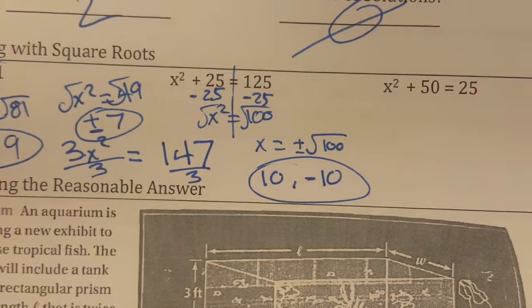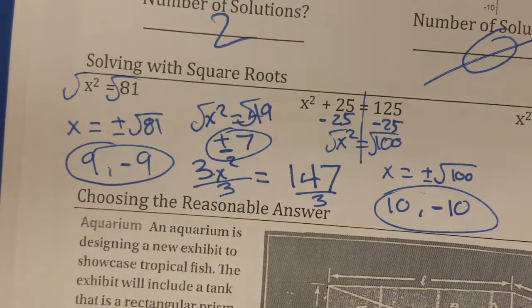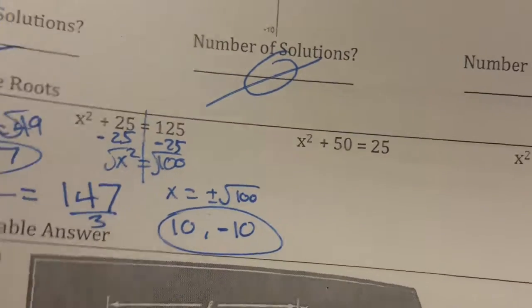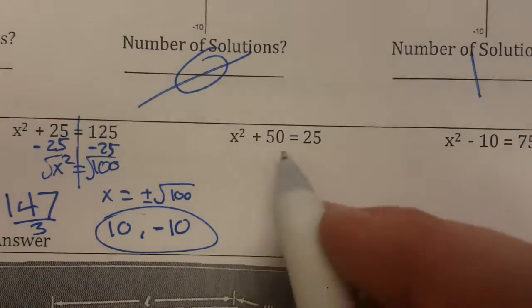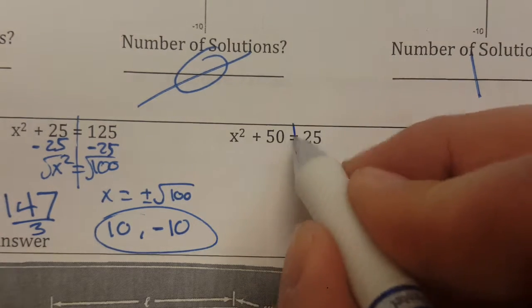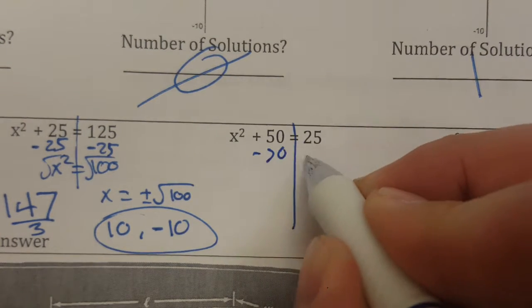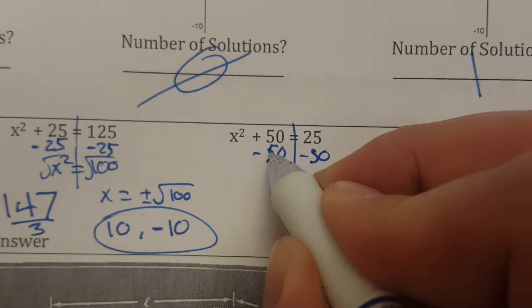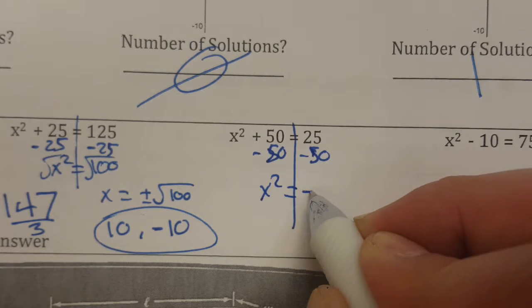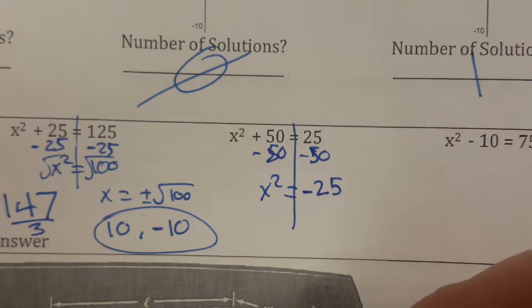Now we come across some problems when things get not so nice. So far, pretty nice answers, not too bad of algebra. You might have a situation come up like this. x squared plus 50 equals 25. Oh, not too bad. I can solve this one. Minus 50. I can make a better 5 than that, excuse me. x squared equals a negative 25.